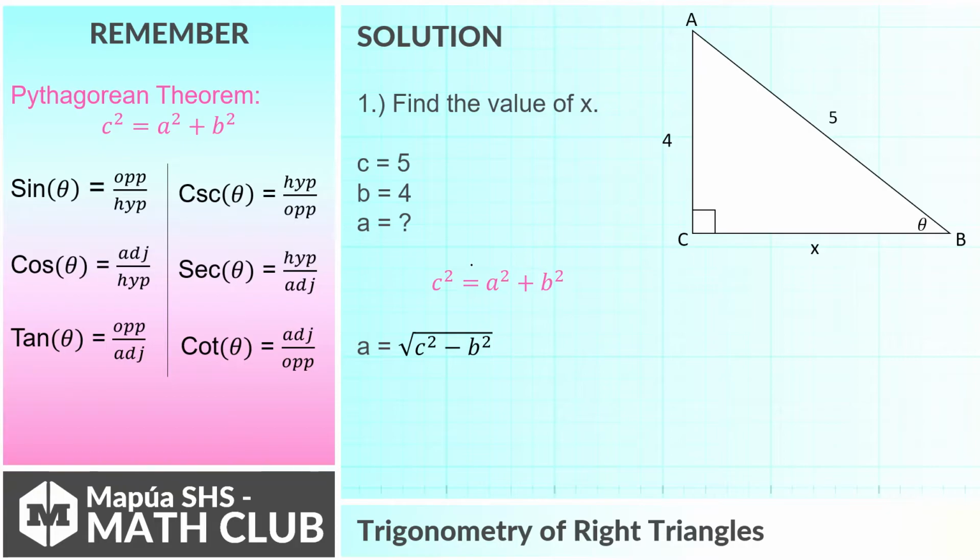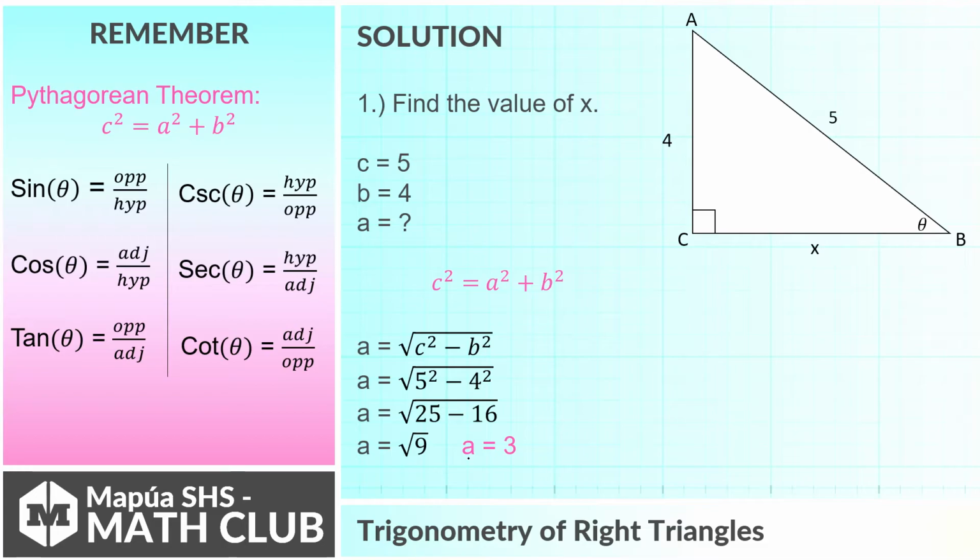Since we need to find the missing side of the triangle, we will use the Pythagorean theorem. We are looking for the value of A, so we need to manipulate the formula. Transpose B squared to the other side, square both sides, and this will be the formula that we will use to find the value of A. Then substitute the value of C, which is 5, and B, which is 4, into the formula. Square 5 and 4, then subtract, then calculate the square root of 9. We'll now have the value of side A, or the adjacent side, which is 3.